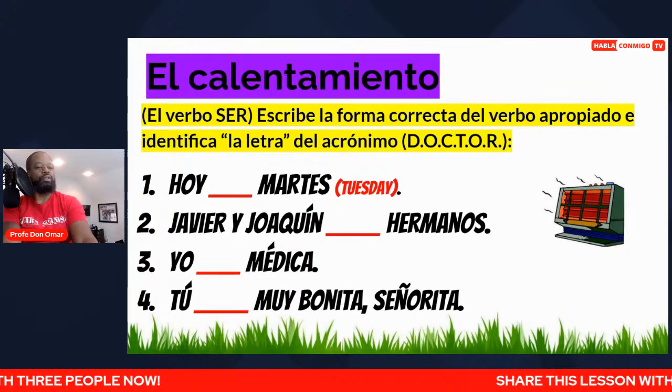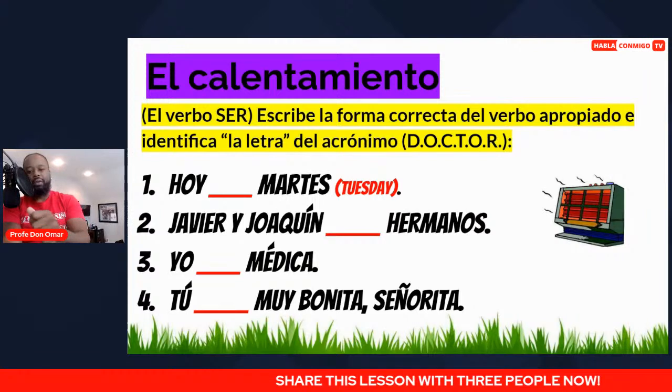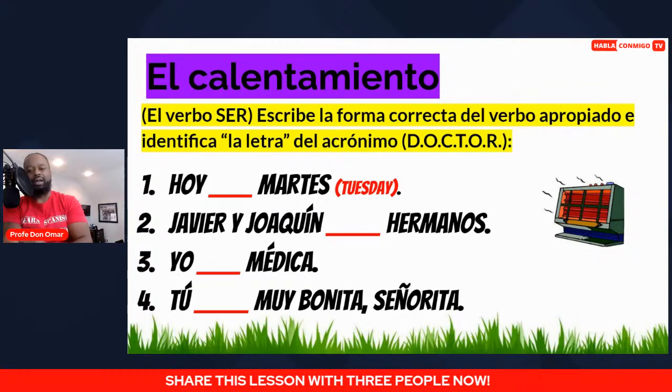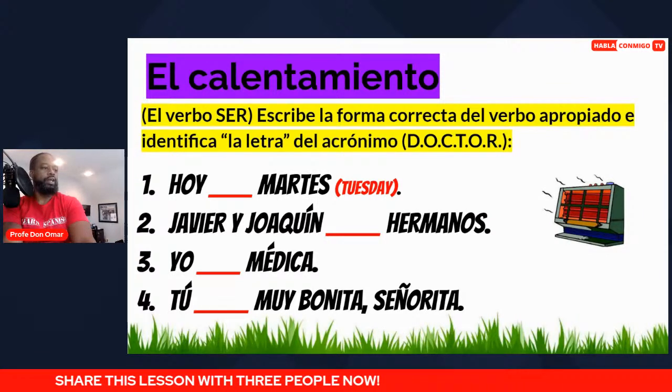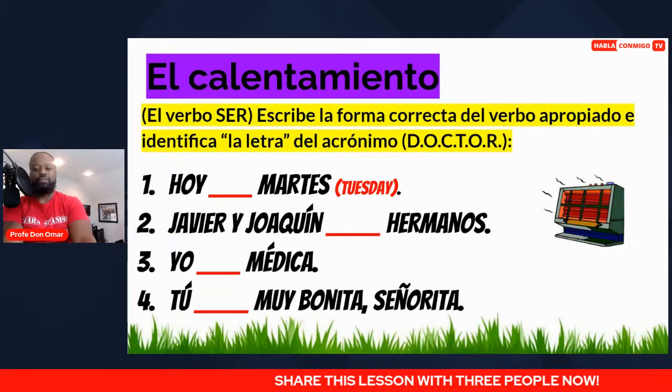Y número 4. Tú blank muy bonita, señorita. Bars. Make sure you put those to memory right there. All right. Tú blank muy bonita, señorita. Bars. Okay. What are we putting in here for this one? Go ahead and get your answer loaded there, and then that way we can kind of see where you are.